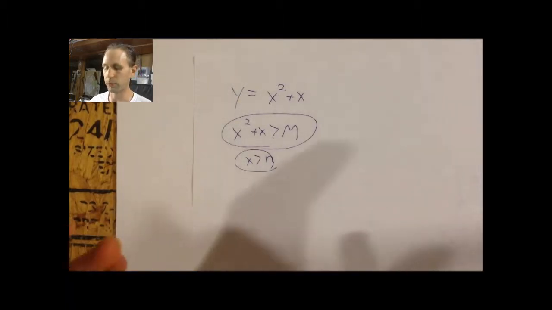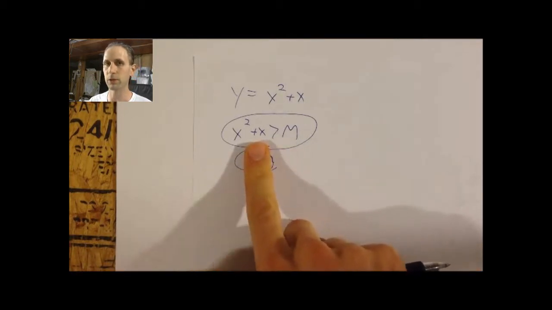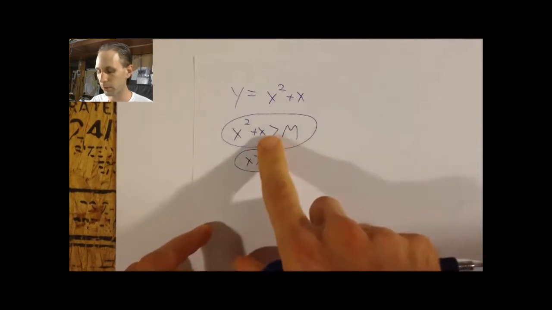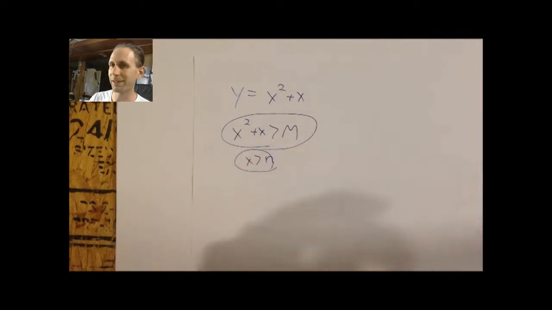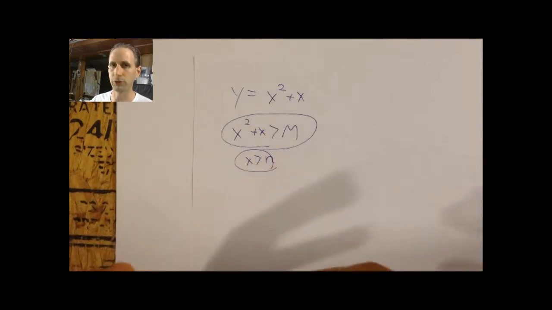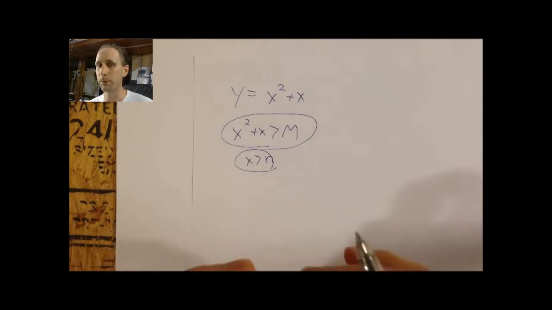All right, and the principle is as such. If you want to show that something is large, which in this case is x squared plus x, find something that's smaller than it that is also getting large. That smaller thing presumably is going to be something that's easier to algebraically manipulate.